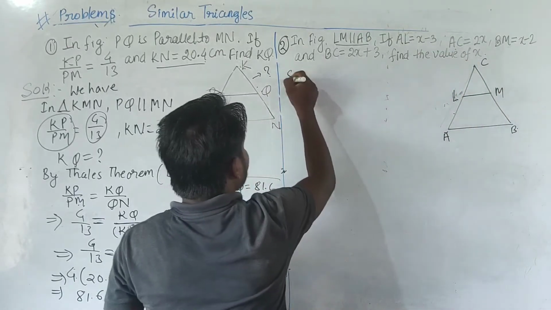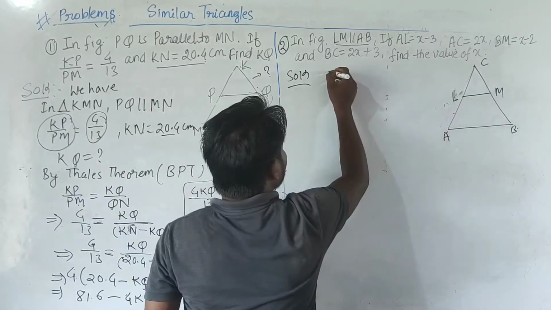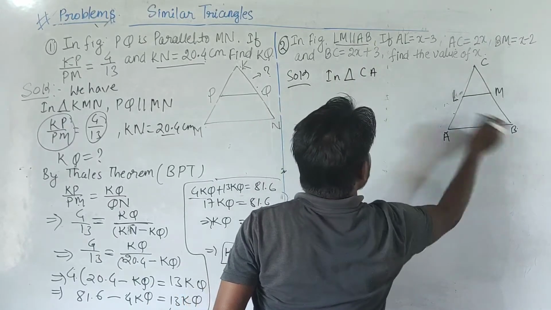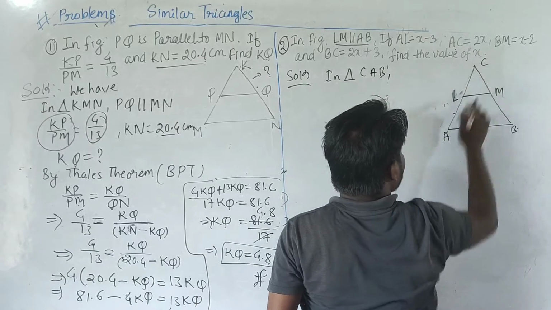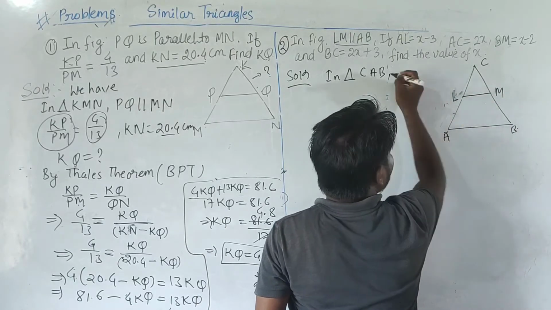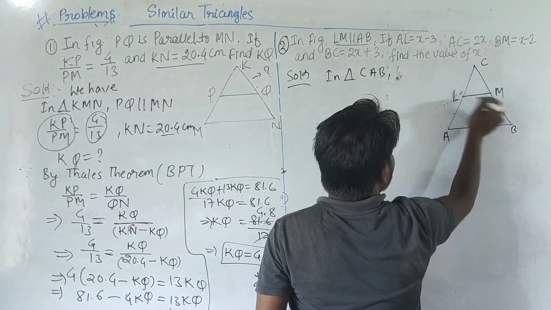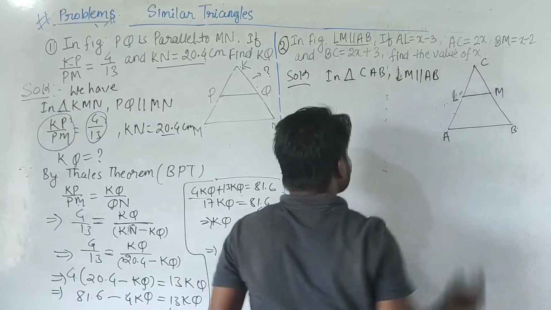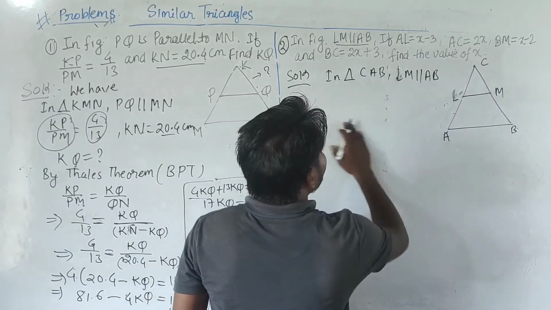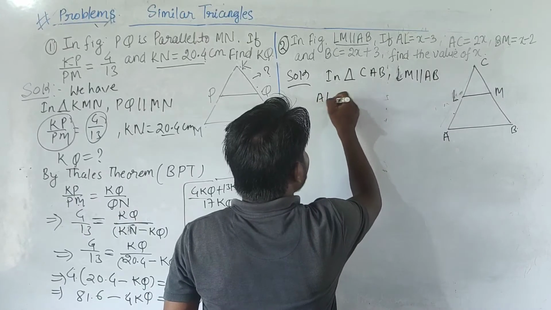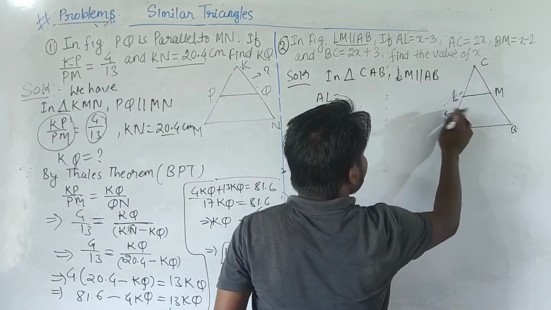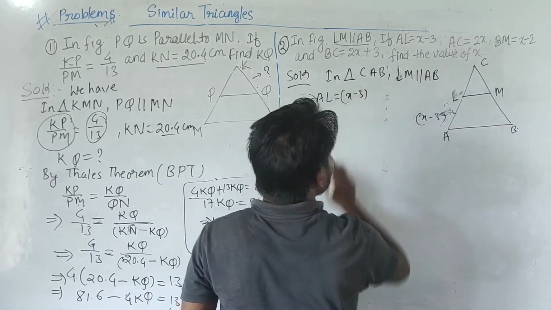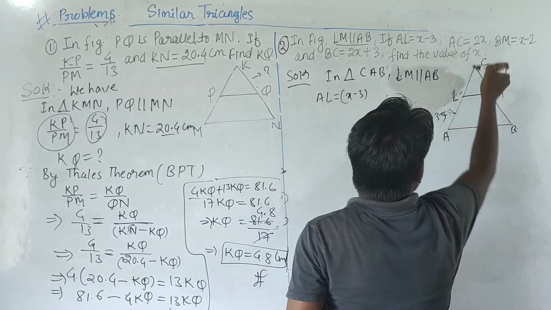First we will write what we have in this triangle. In triangle CAB, LM is parallel to AB, right? Now next, we have L, which is x minus 3, and AC.